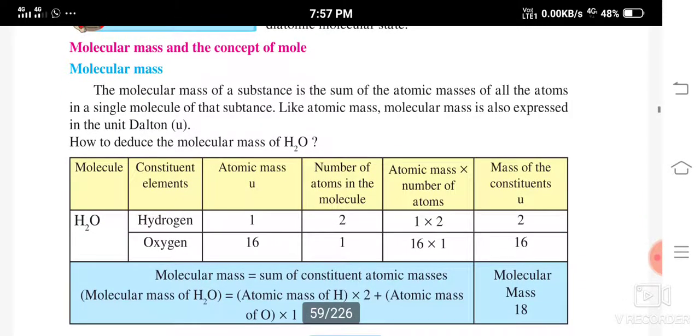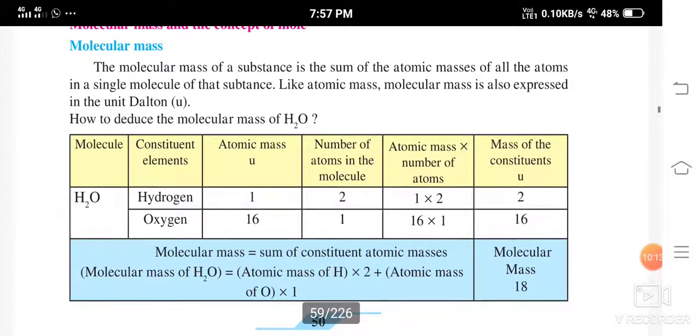Now, molecular mass and the concept of mole. Let us study the molecular mass first, and then the concept of mole. The molecular mass of a substance is the sum of the atomic masses of all the atoms in a single molecule of that substance. So what is this molecular mass? It is the sum of the atomic mass of all the atoms.